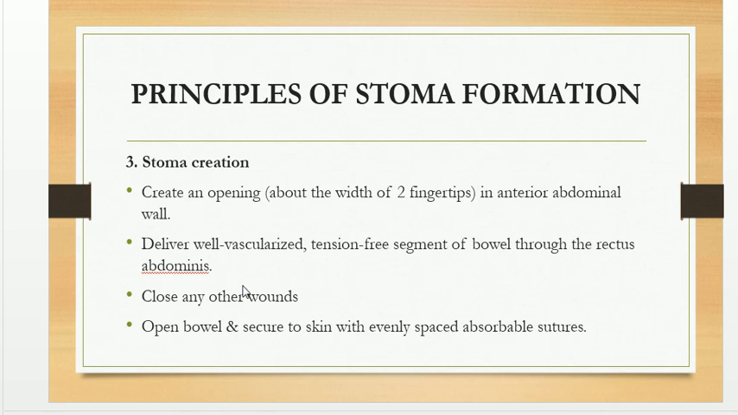Then we open the bowel and secure it to the skin with evenly placed absorbable sutures. So we open the gut, then we apply seromuscular full thickness interrupted absorbable sutures to the skin around the opening in the abdominal wall.